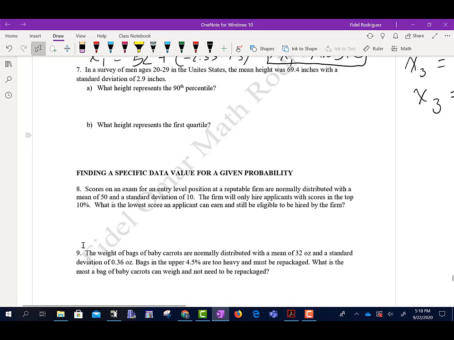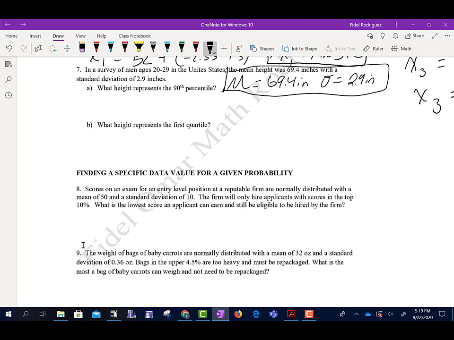Okay. Let's see. Number 7 says, in a survey of men ages 20 to 29, the mean height was 69.4 with a standard deviation of 2.9 inches. Okay, so let's write this down. My mean, 69.4 inches. My standard deviation is 2.9 inches. This is important information, so I'm writing it down. Now it says, what height represents the 90th percentile?